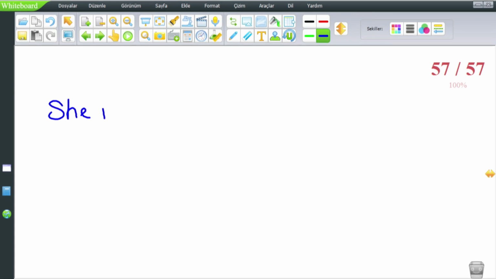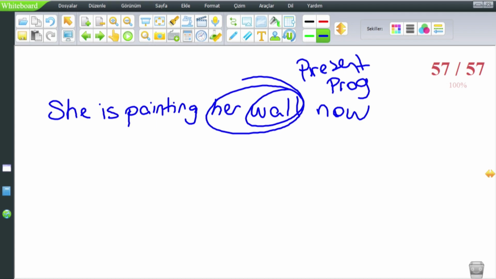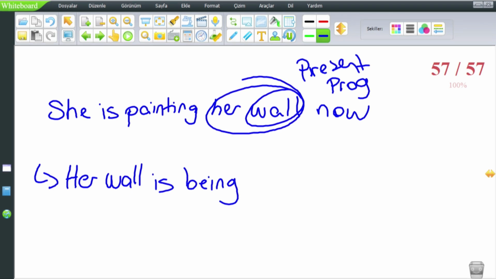She is painting her wall now. This is present progressive, and the object of this sentence is her wall. Her wall is being painted now.